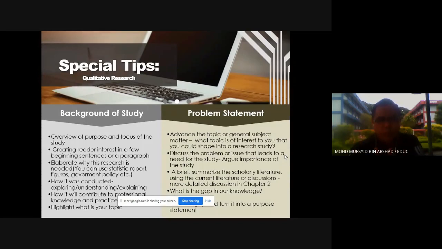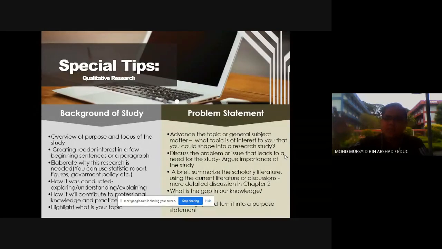It will be more worthwhile for the academics in terms of the body of knowledge, because you are contributing to the body of knowledge. And the second one, it will help the practitioner, okay, to utilize all the information from your research in their work field, so you can benefit others. All right, and at the end of the background of study, you need to highlight what your topic is.